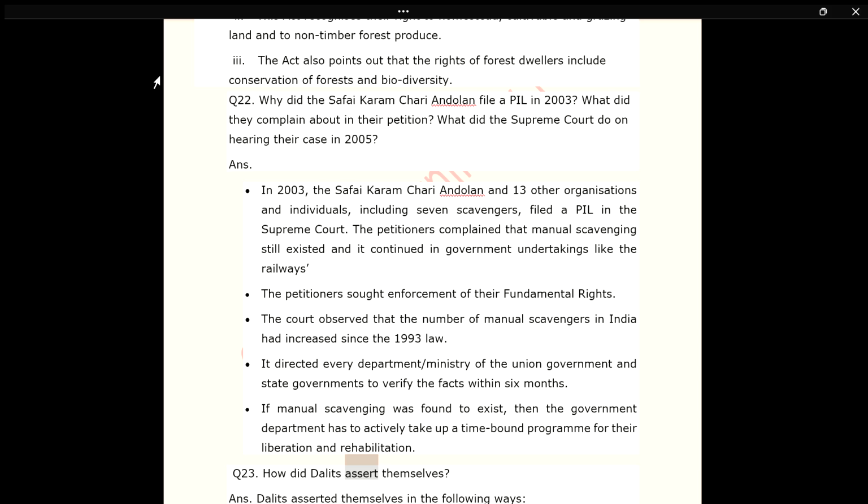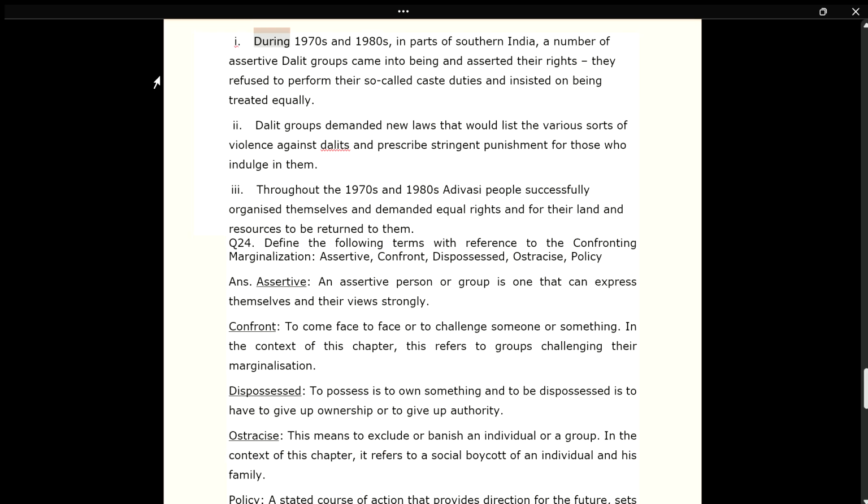Q23. How did Dalits assert themselves? Ans. Dalits asserted themselves in the following ways. 1. During the 1970s and 1980s in parts of southern India, a number of assertive Dalit groups came into being and asserted their rights. They refused to perform their so-called caste duties and insisted on being treated equally. 2. Dalit groups demanded new laws that would list the various sorts of violence against Dalits and prescribe stringent punishment for those who indulge in them.